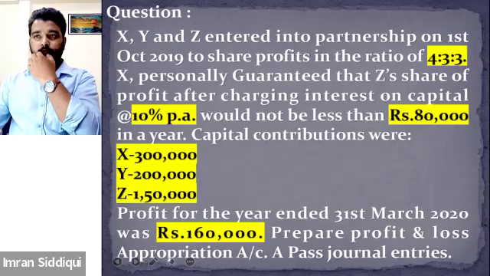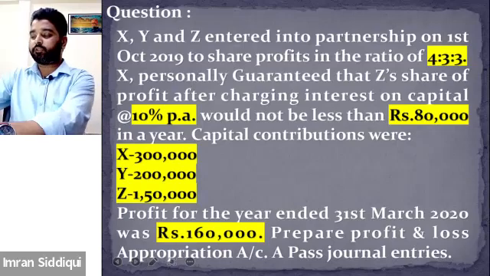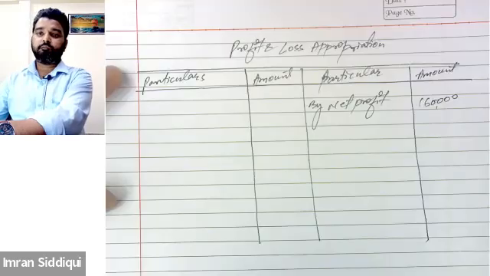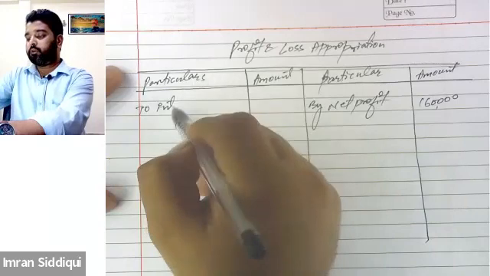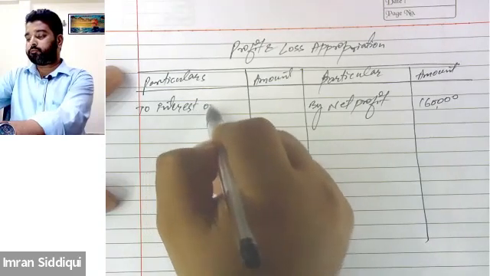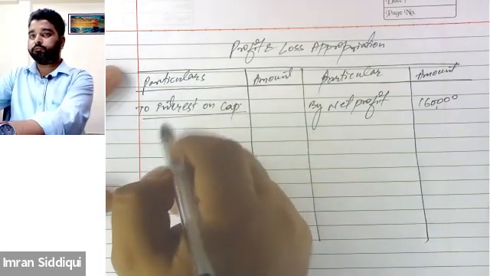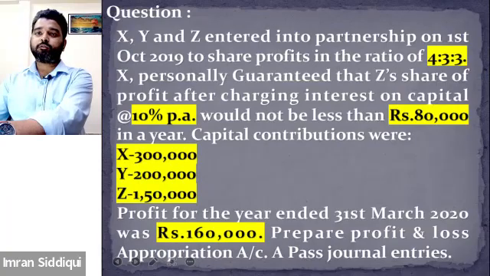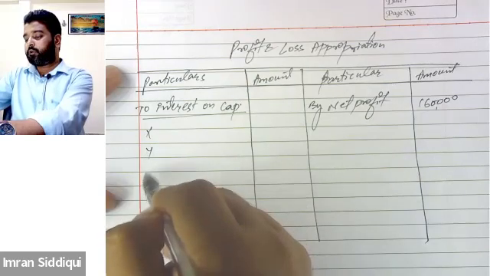Then the question also says that partners should be given 10% interest on their capital. So we will write on the debit side, interest on capital. Interest on capital will be given to all the partners X, Y, and Z.